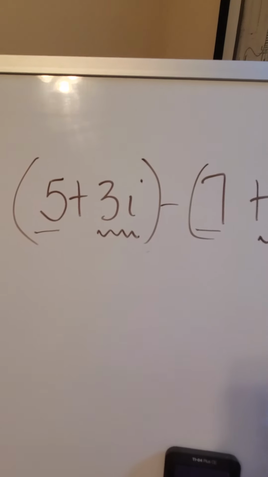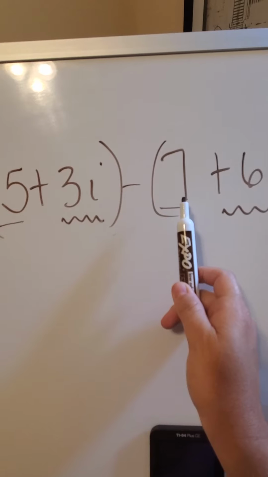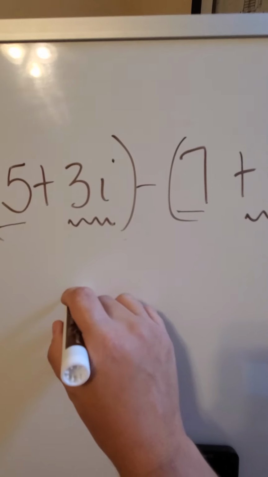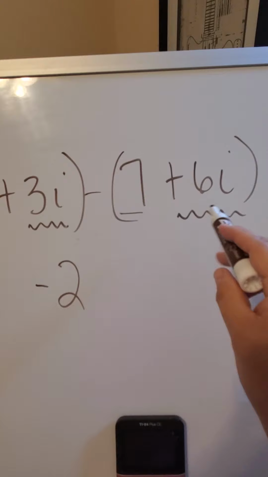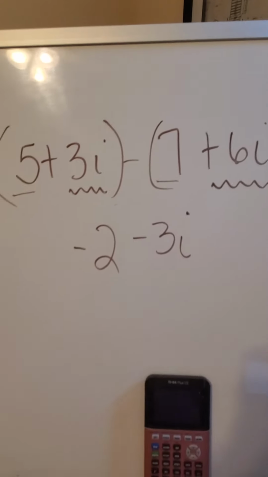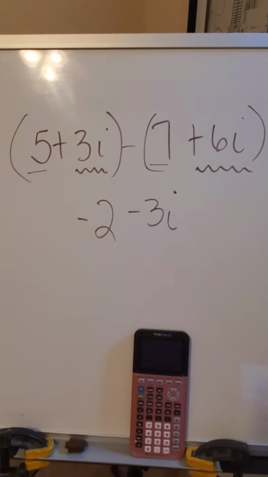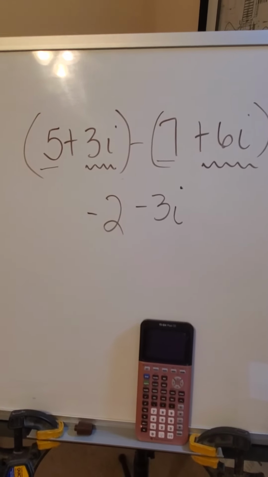Now, if I'm subtracting, I'm doing the same thing. I'm saying 5 minus 7 would be, oops, sorry about that, would be negative 2. And then 3 minus 6 would be negative 3i. So that's all you're doing on adding and subtracting. Pretty basic. Most people are like, that's pretty easy. I can do that all day long.